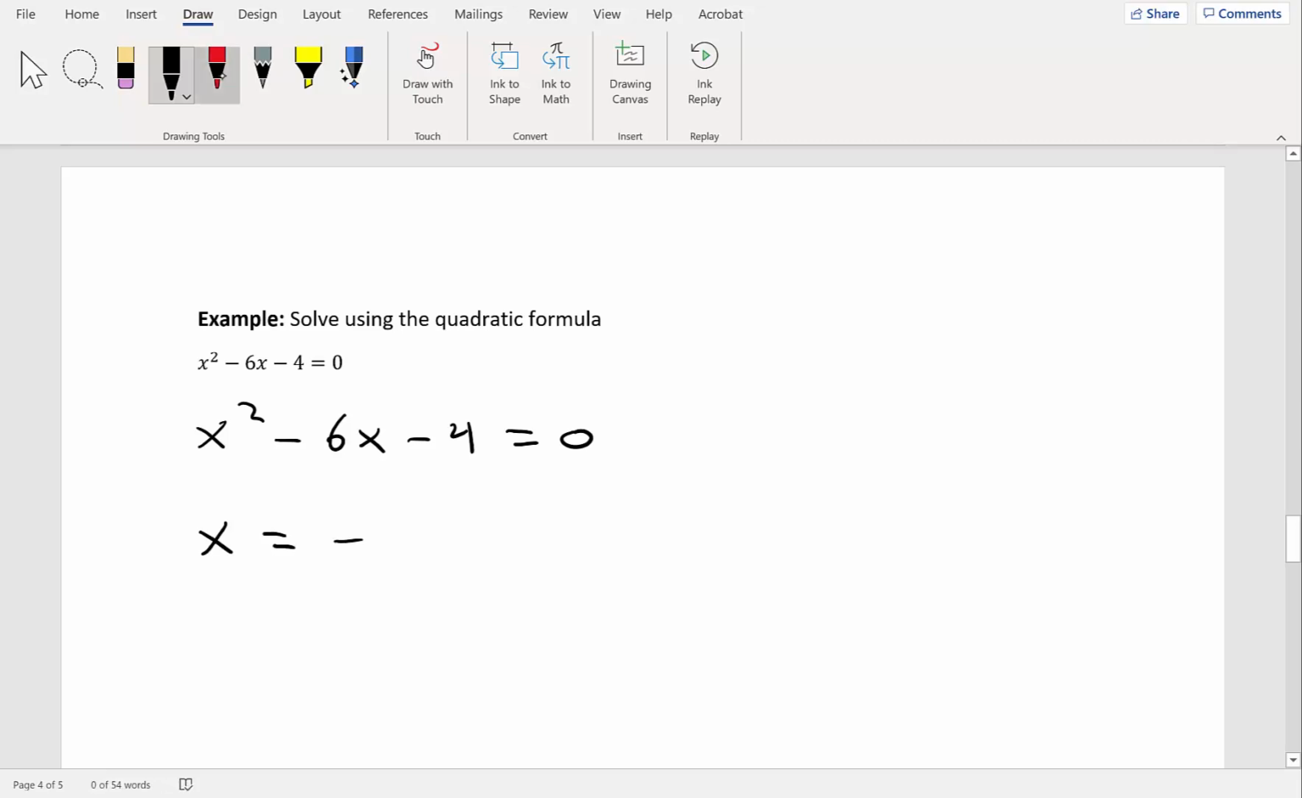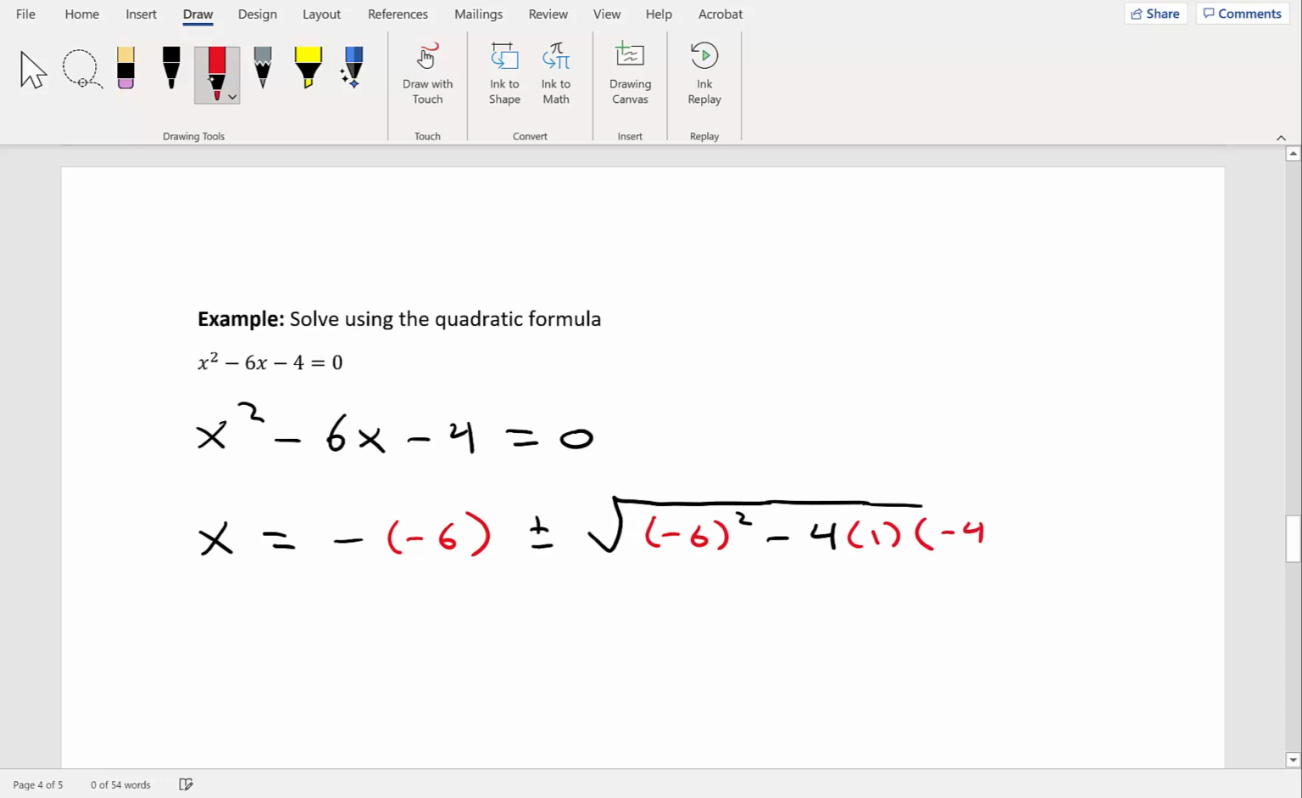So we have negative and then our b, which is negative 6, plus or minus the square root of b squared. So I have negative 6 raised to the second power, minus 4 times a. My a in this case is 1. And then times c, which is negative 4. I have all over 2a. So all over 2 times my a, which is 1.